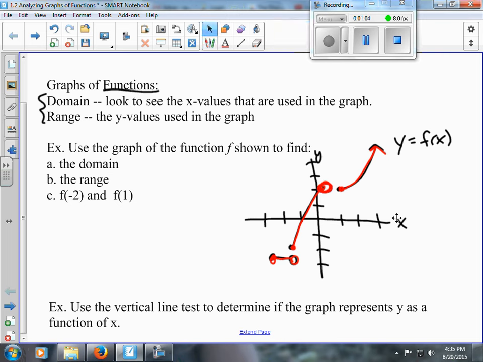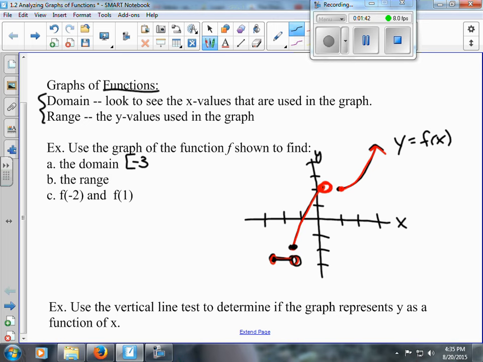Okay, and so in this example, we're going to read off the x values that are used. So what x values do you see? Well, the first one, this is a closed circle here, is happening at x equals -3. So we start with -3. I'm going to go ahead and use set notation here, or interval notation, because that's what I like. And then you can see that the graph goes along this horizontal line until when x is -2, and then there's an open circle. But we pick right back up again at still when x is -2.